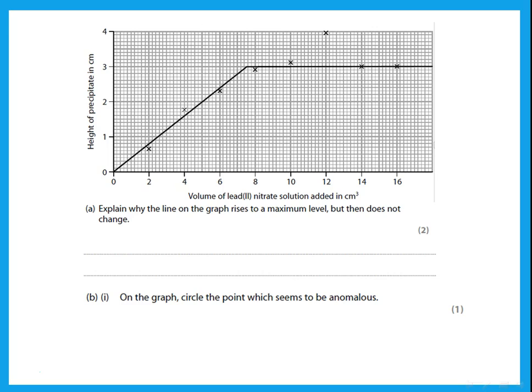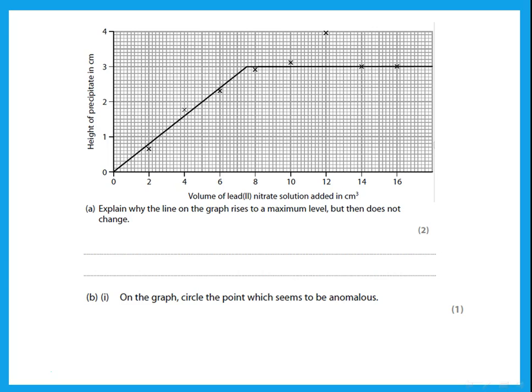So he has a certain amount of potassium iodide in the test tube. He has 15 centimeter cubed of potassium iodide in the test tube. And when he added, for example, 2 centimeter cubed of lead nitrate, he had a certain amount of precipitate. When he added 4, he had a certain amount. When he added 6, he had a certain amount. When he added 8, he had a certain amount. After that, the more and more lead nitrate he added, no more precipitate was formed.